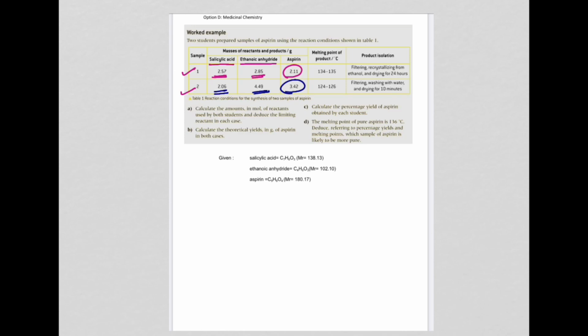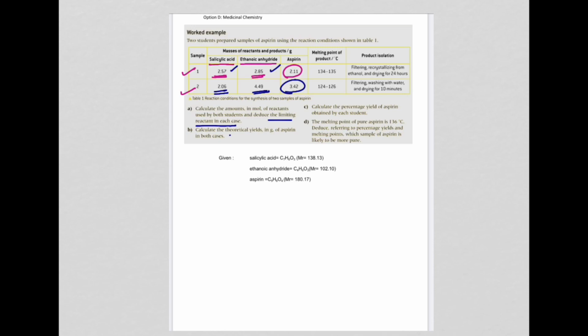For each of samples 1 and 2, you need to find which is the limiting reagent. You do this by finding the number of moles of salicylic acid, finding the number of moles of ethanoic anhydride, and then based on the number of moles you deduce which one is the limiting reagent. Do the same thing for the second sample.